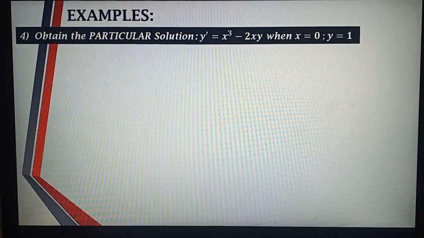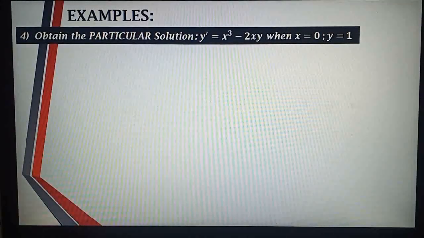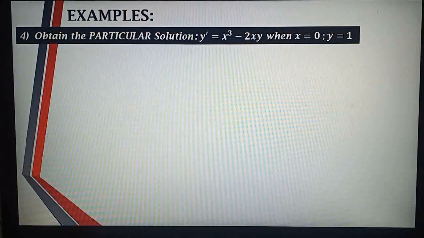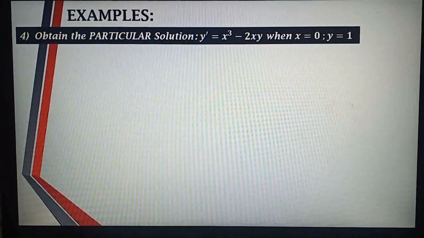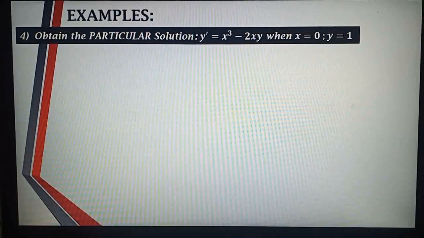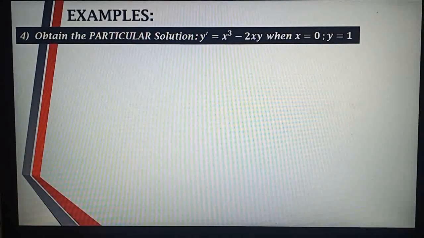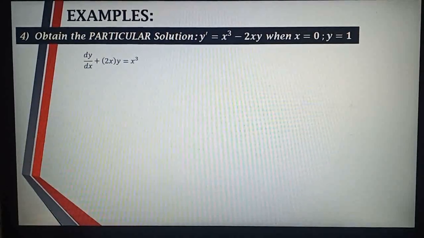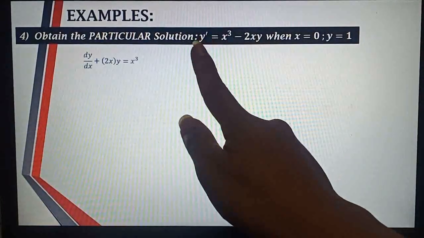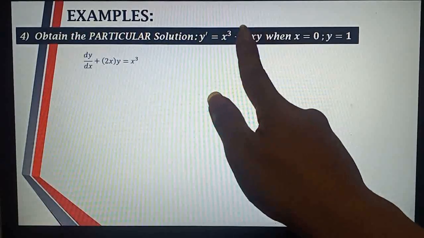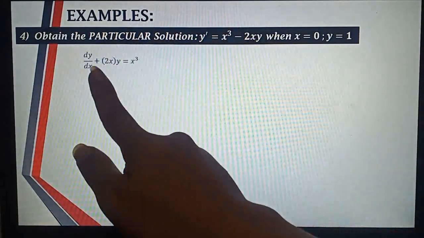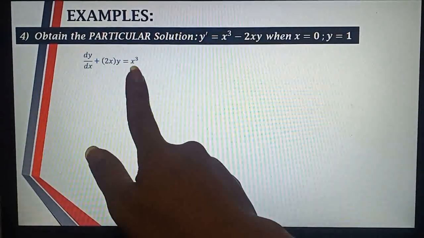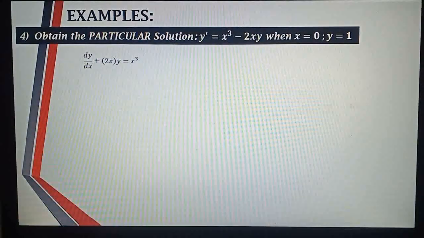Next example. Now we need to obtain the particular solution of the given equation, which is y prime equals x cubed minus 2xy when the value of x is 0, the value of y is 1. Now we need to identify the standard form of the linear equation. In this case, y prime is dy over dx, tapos ang kailangan nating multiplier is y. So in this equation, ang may y dyan is si negative 2xy. So kailangan natin siyang ilipat sa kabila. That is plus 2x of y. Equated ngayon siya dun sa natira, which is x cubed. So that is in the standard form of linear equation.